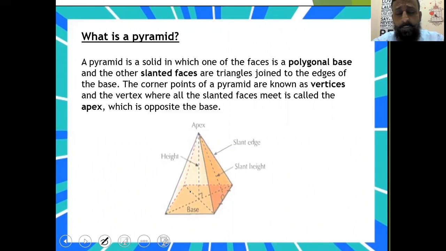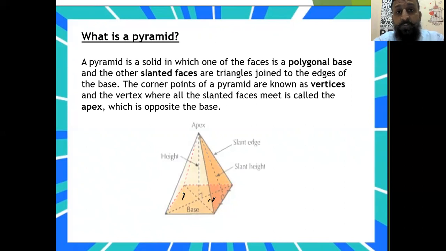Now, dear students, just consider this pyramid shown to you in this example. Again, I'm recalling the definition. A pyramid is a solid in which one of the faces is a polygonal base. Can you see this polygonal base? Poly means many, a base which has many sides. It may be a square base pyramid, a rectangular base pyramid, or a hexagonal base pyramid with six sides as its base sides.